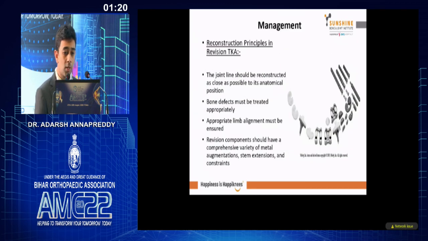How about management in revision scenarios? The aim should be that the joint line is reconstructed as close as possible. Bone defects must be treated appropriately. Appropriate limb alignment must be attained. And revision components should have a comprehensive variety of metal augments as well. You should have that in your armamentarium.